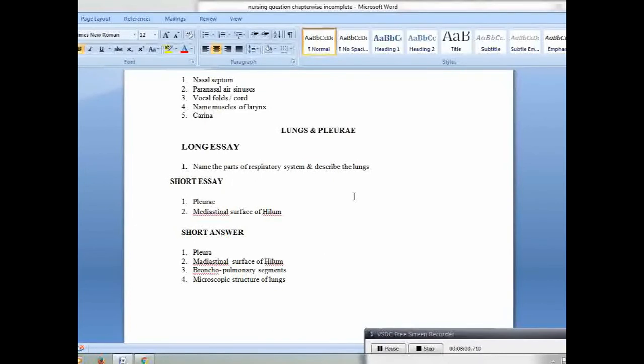Short notes: pleura. So for pleura, you will mention parietal pleura and visceral pleura. You will mention the pleural cavity. What are the types of parietal pleura that we have, and so on. Nerve supply, blood supply. Mediastinal surface of hilum. Yeah, this is regarding the hilum.